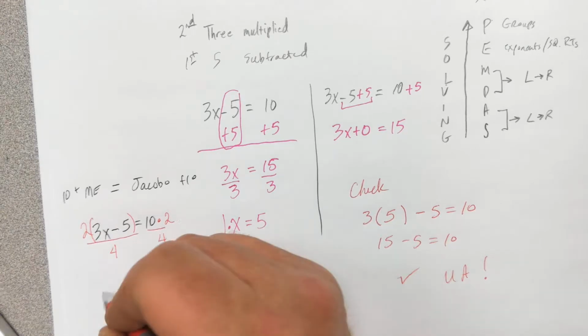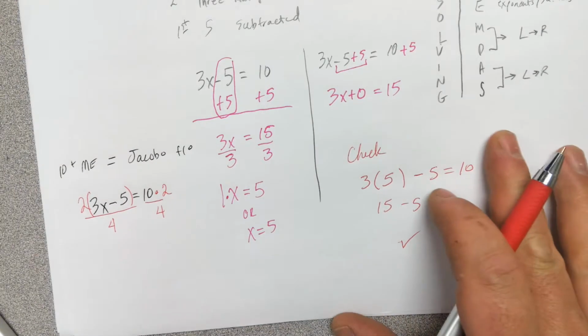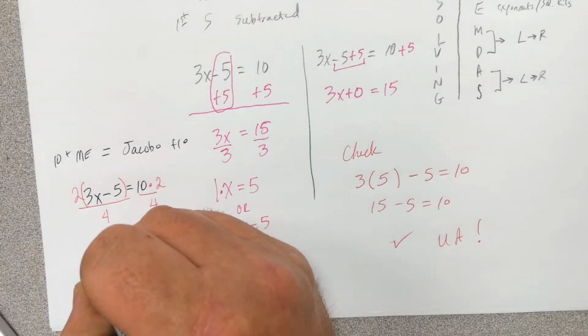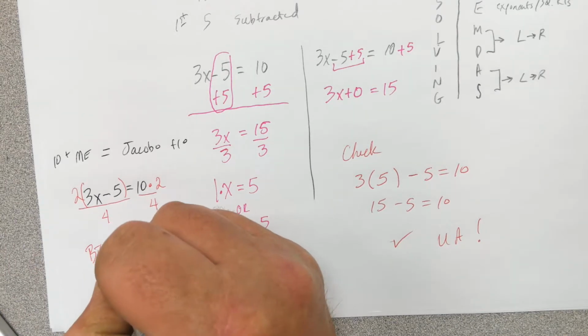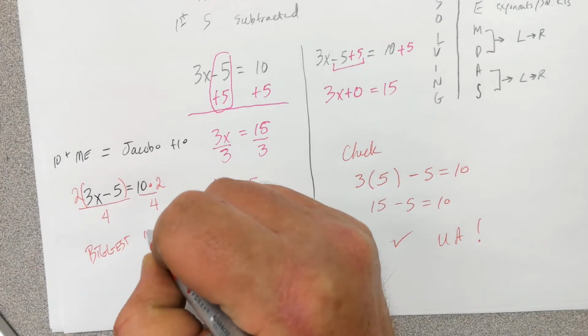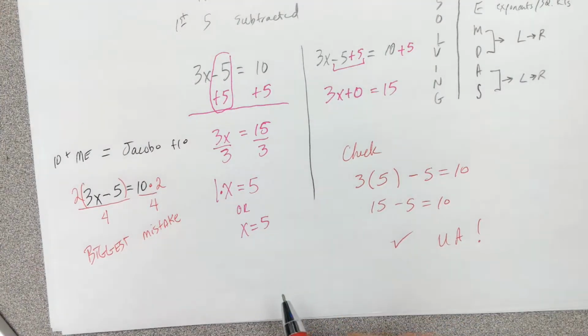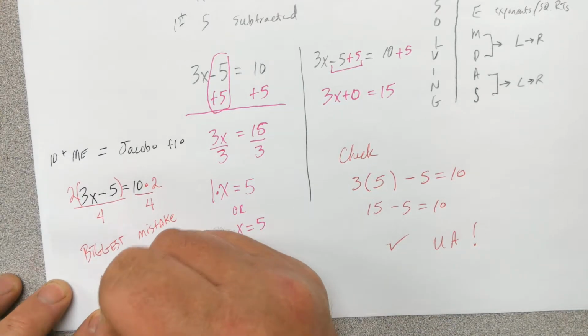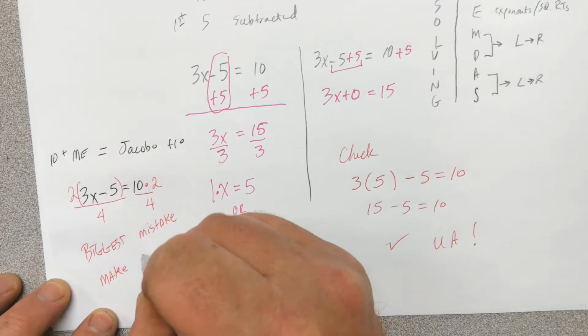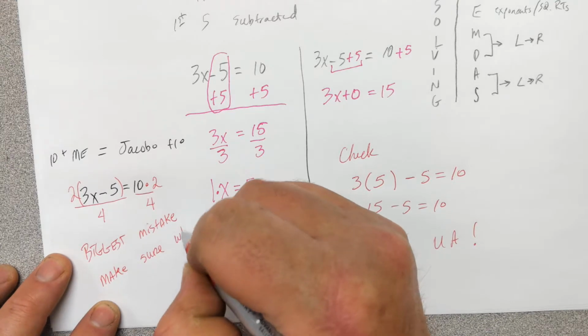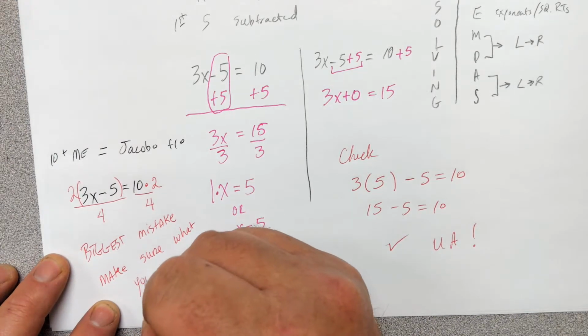And that's the moral of the story. If you make mistakes in algebra, that's what it is. Big mistake. Biggest mistake. It's not that person you used to date. It's something different. All right, Jackie. The biggest mistake: you have to make sure what you do to one side, you do to the other.